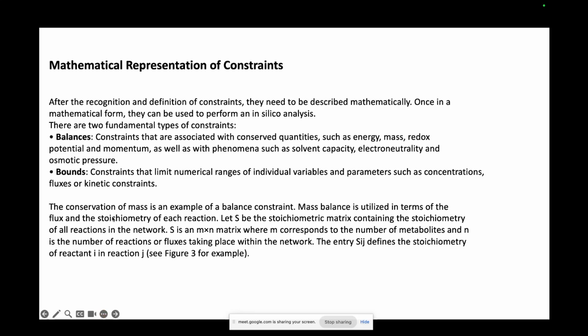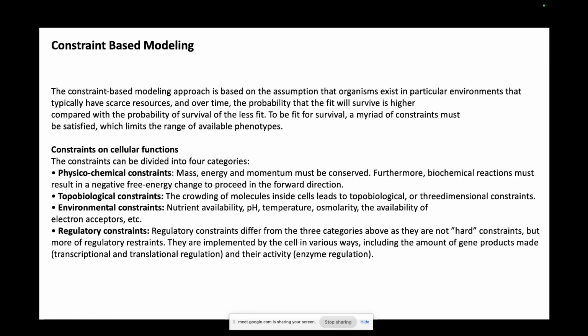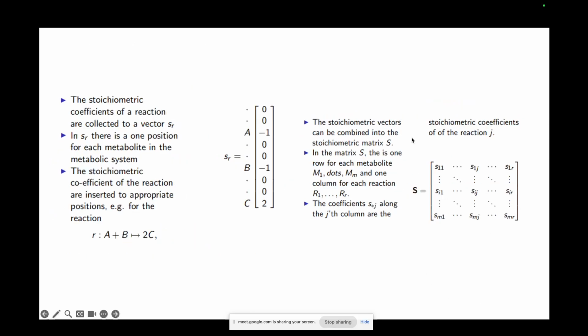The conservation of mass is an example of a balance constraint. Mass balance is utilized in terms of flux and the stoichiometry of each reaction. If you consider S to be the stoichiometric matrix containing all the reactions in the network, then it's an M cross N matrix, where M is the number of metabolites and N is the number of reactions. And the entry Sij defines the stoichiometric coefficient of reactant i in reaction j. So basically, this is what they are talking about.